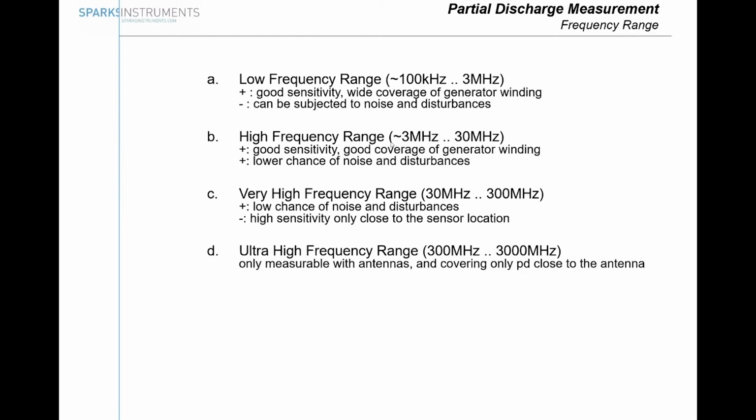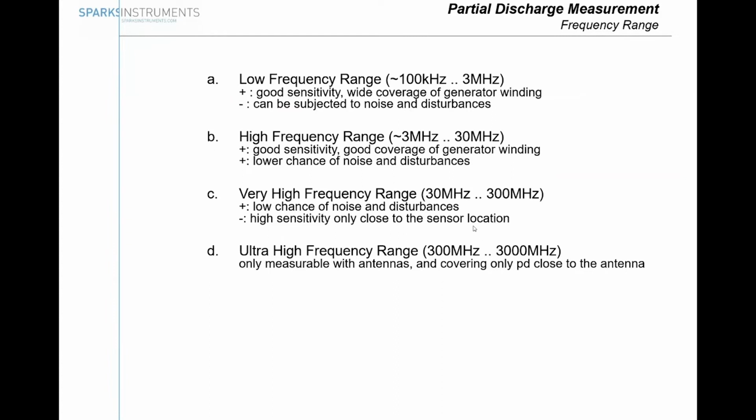If we go a little bit higher, let's say from 3 megahertz to 30 megahertz, we still have a good sensitivity, and another advantage is we have a lower chance of noise and disturbances. When we go from 30 megahertz to 300 megahertz, so in the very high frequency range, one big advantage is we have a low chance of noise and disturbances. But a big disadvantage is we have high sensitivity only close to the sensor location.